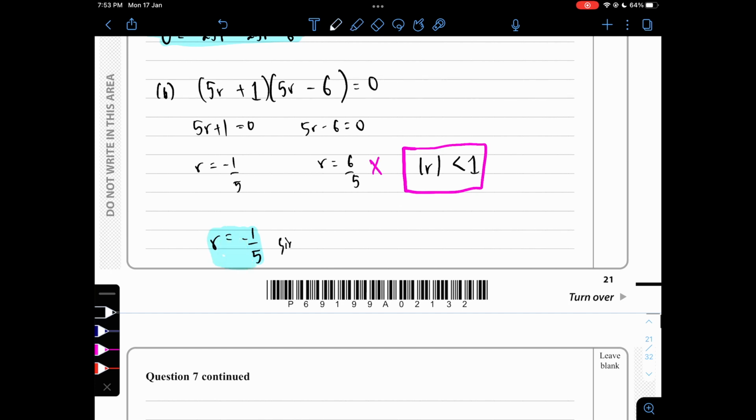And I'm just going to write "since modulus of r is less than 1." I'm going to include that in the solution as well, because the reasoning is important as much as the answer.